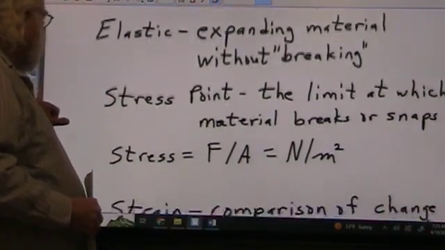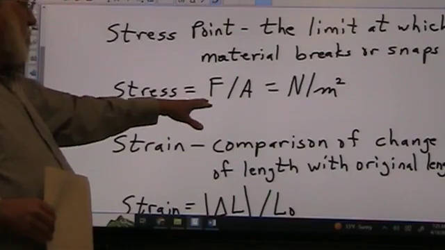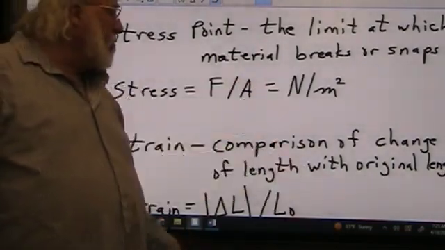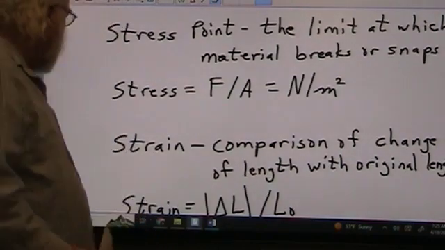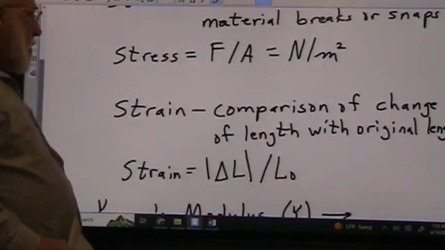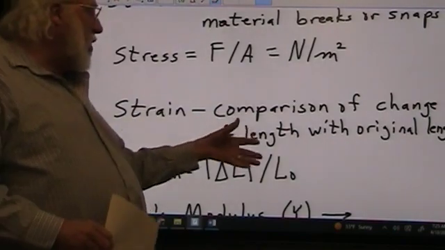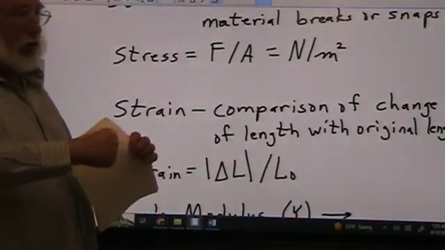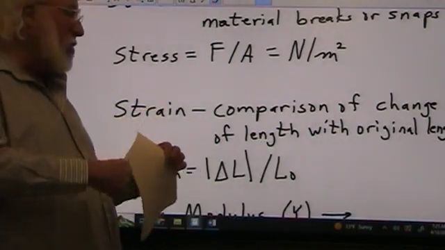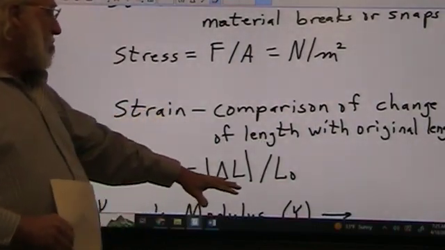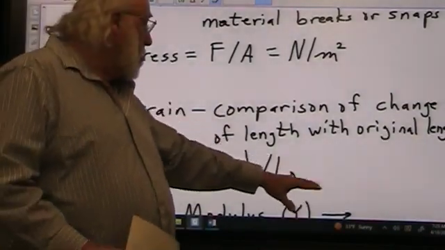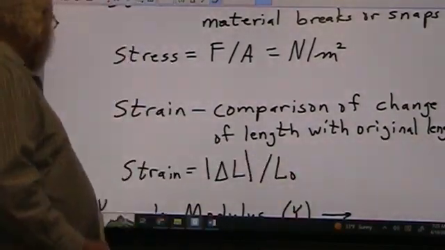Mathematically speaking, stress is defined as force over area. It's a pressure, so the label for that is newtons per meter squared. Strain is a comparison of the change of the length with the original length. You're putting a strain onto a material as you stretch it, and that is defined as the absolute value of the change of length over the original length, L sub O.